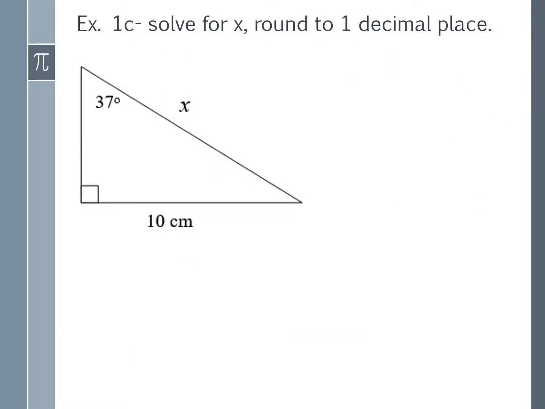Our next example, 1C, this one's by itself. It's a little bit different. So same 3 steps though. We're still going to circle our reference angle. Again, you can't pick 90, so pick the one that was given to you that's not 90. Label your sides. So opposite, hypotenuse, adjacent. Which one gives you nothing? Adjacent.